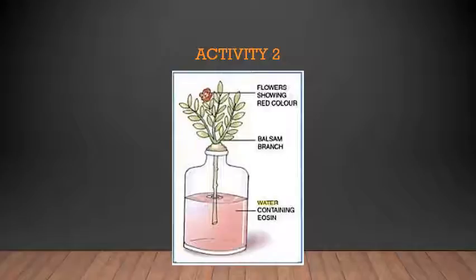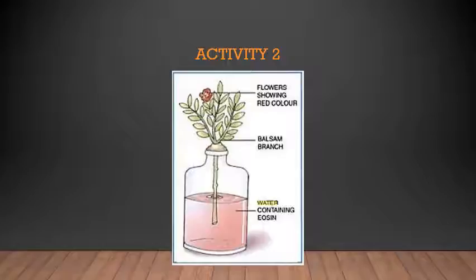Pour water to fill 1/3 of the glass. Add a few drops of red or blue ink in the water. Cut the base of the stem and put it in the glass as it is shown in your picture here, and it is even shown in your textbook. Observe the setup. Does the color appear in the stem? You will find that the color rises in the stem. If this is kept for a long period, the color appears in the veins of the leaves also.